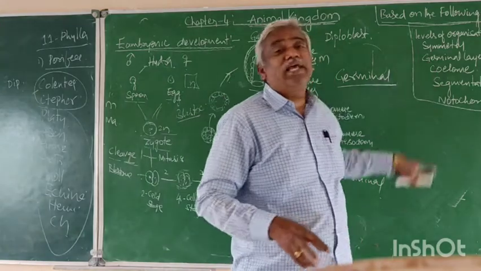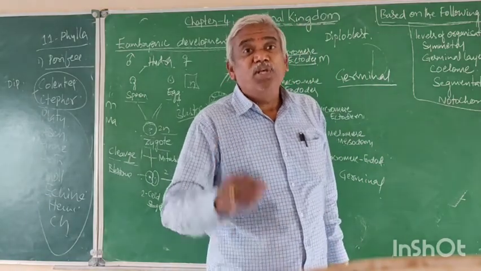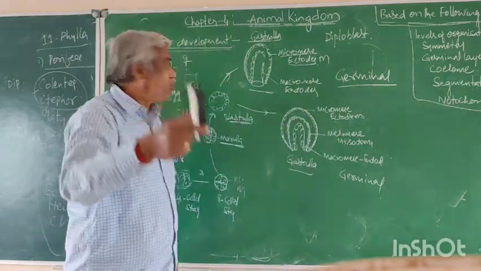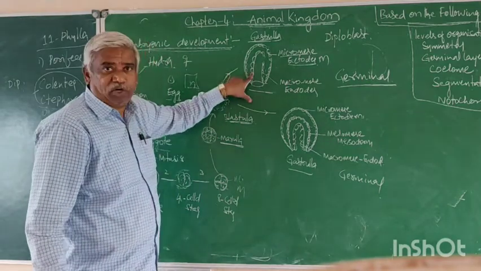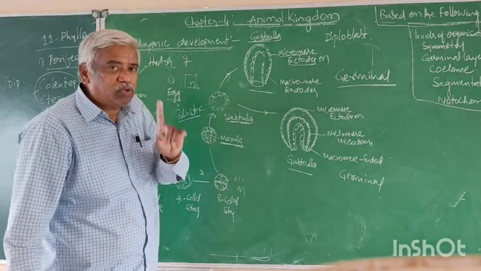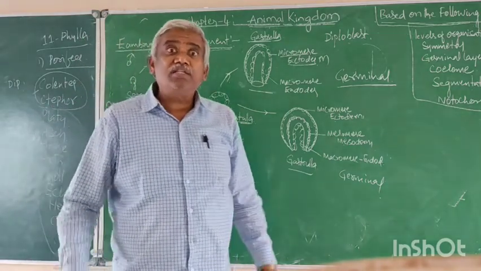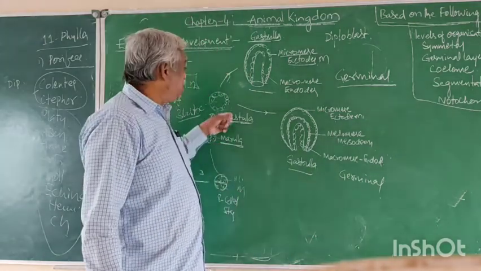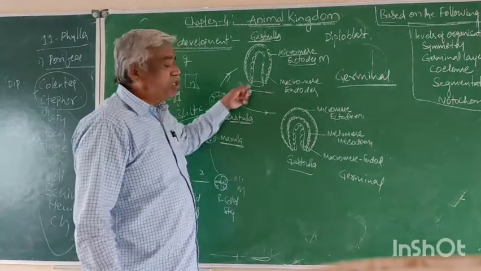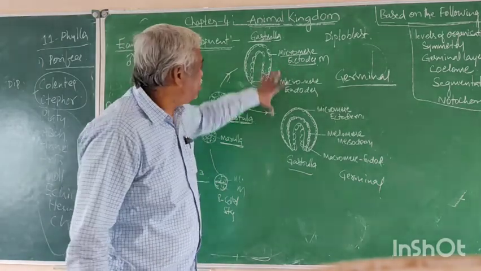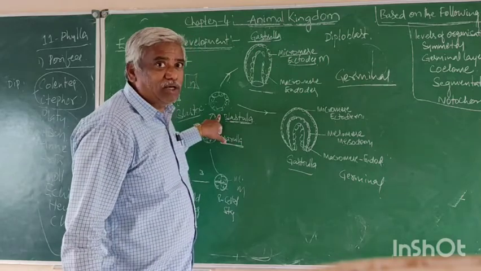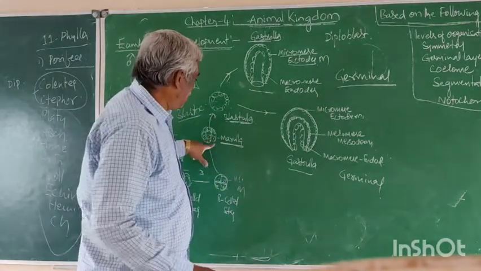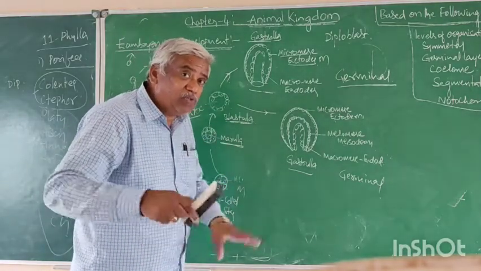Knowledge of germinal layers: which stage of the embryo contains germinal layers? There are three stages: morula, blastula, gastrula. Among these three, which stage contains germinal layers? Gastrula. Blastula has a cavity but not layers. In morula there is no cavity and no layers.